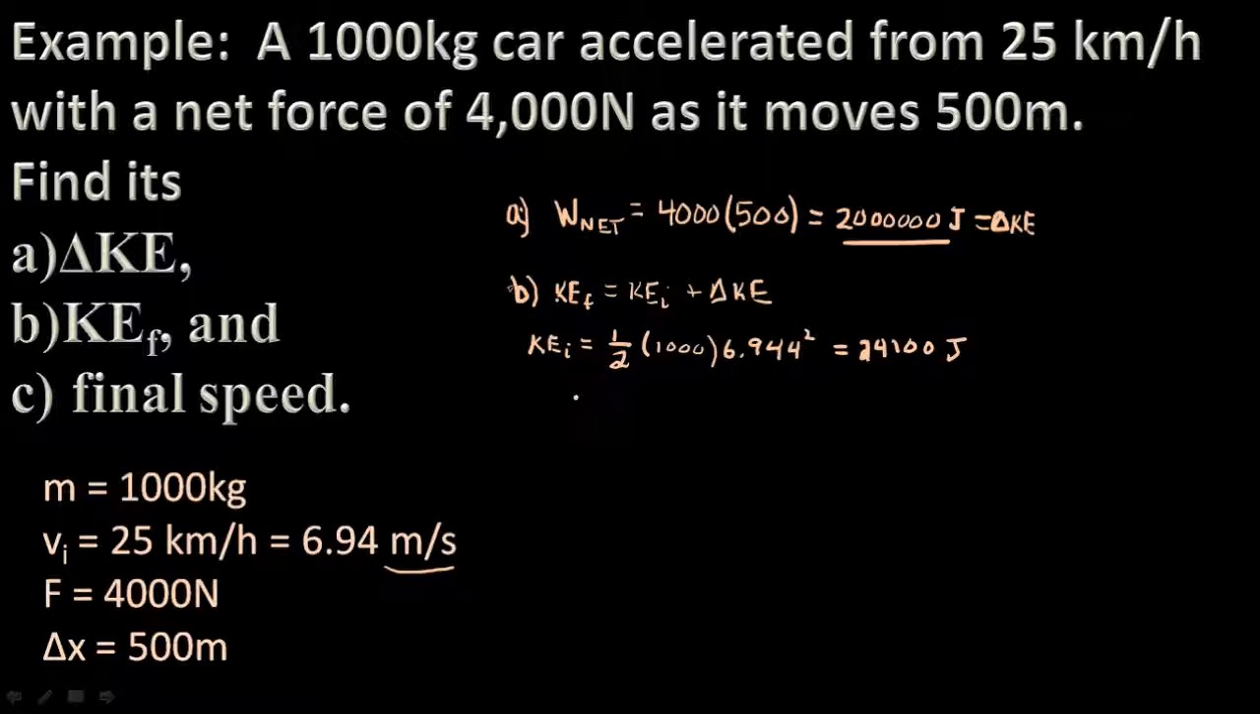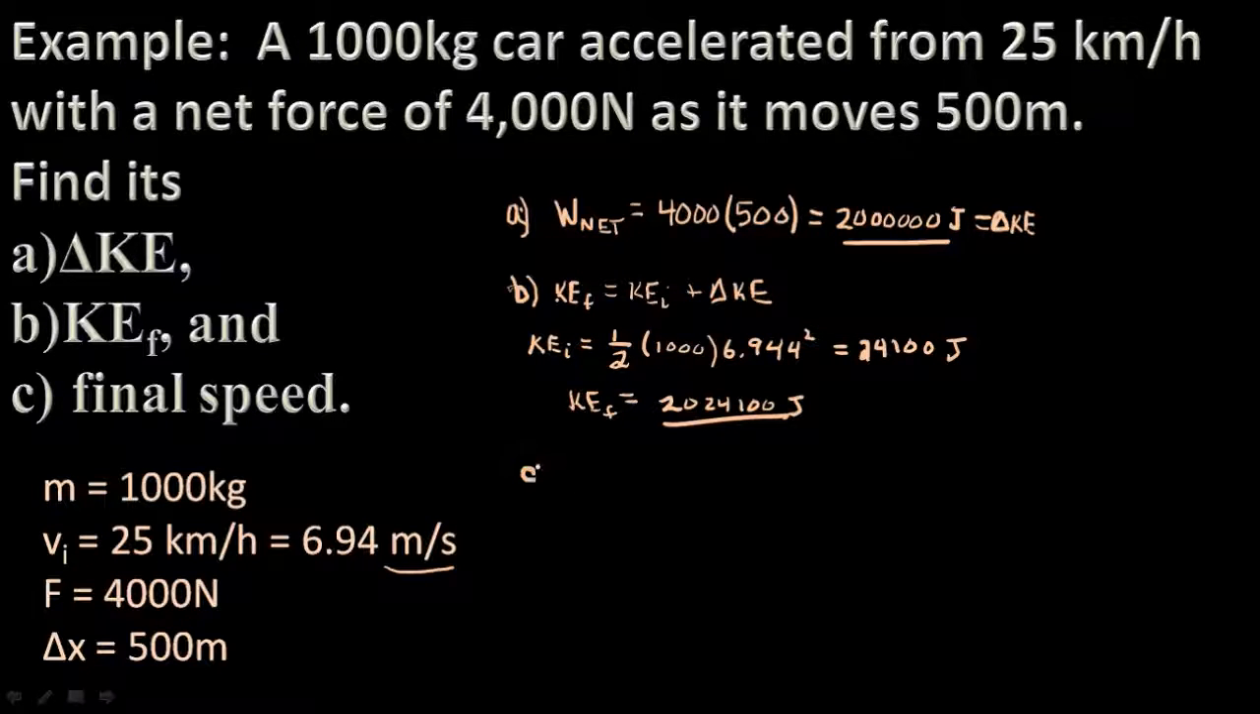And so that means that the final kinetic energy is, well, you add those two together, the initial and the change, and you get 2,024,100 joules. Now that's 5 significant figures, which is way too much precision for a problem like this. We're talking about a car. That would imply that we know the mass to 5 significant figures. That's impossible. But it does help us with the next part of the problem.